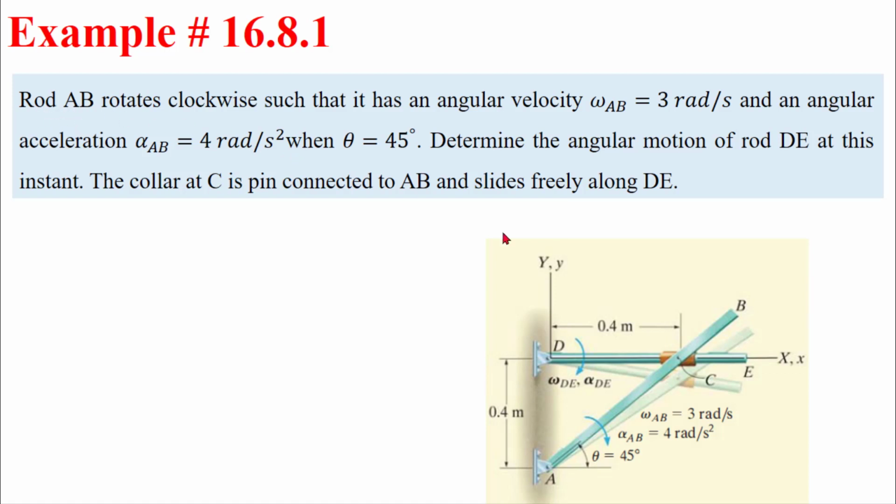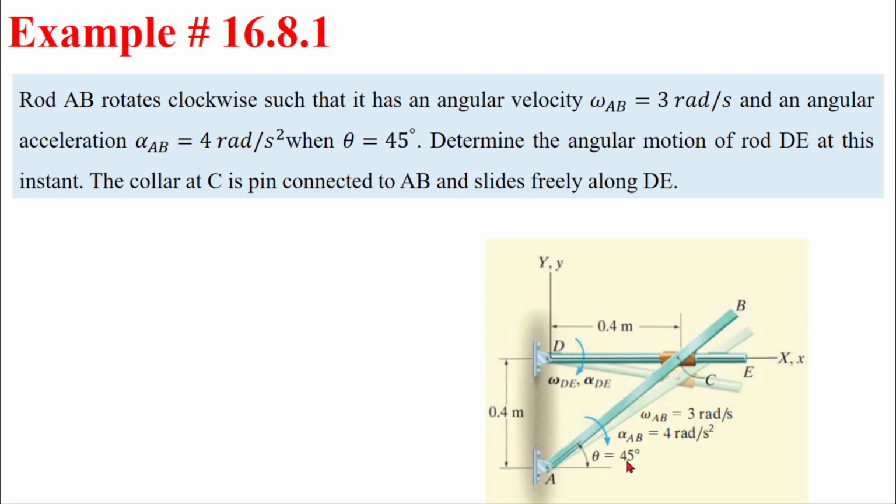So here we have rod AB. Where is rod AB? Here it is. Rod AB rotates clockwise. Omega is given, such that it has an angular velocity omega AB equal to 3 rad per second, clockwise, and an angular acceleration alpha AB of 4 rad per second squared. So alpha and omega are rotating in the same direction.